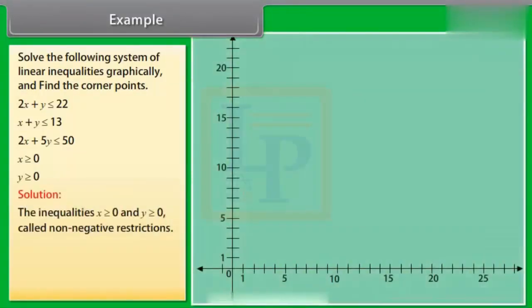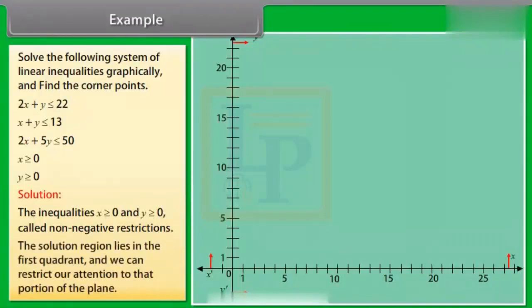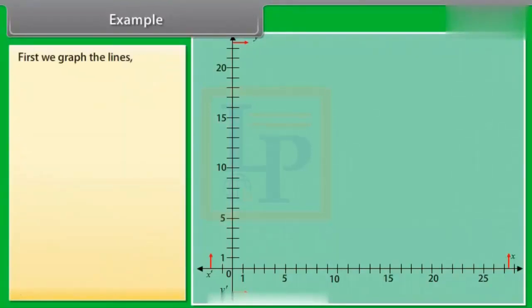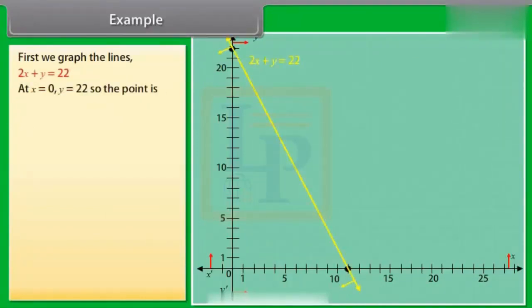Solution: the inequalities x greater than or equal to 0 and y greater than or equal to 0 are called non-negative restrictions. The solution region lies in the first quadrant, and we can restrict our attention to that portion of the plane. First, we graph the lines as follows. 2x plus y is equal to 22. At x is equal to 0, y is equal to 22, so the point is (0, 22). At y is equal to 0, x is equal to 11, so the point is (11, 0).